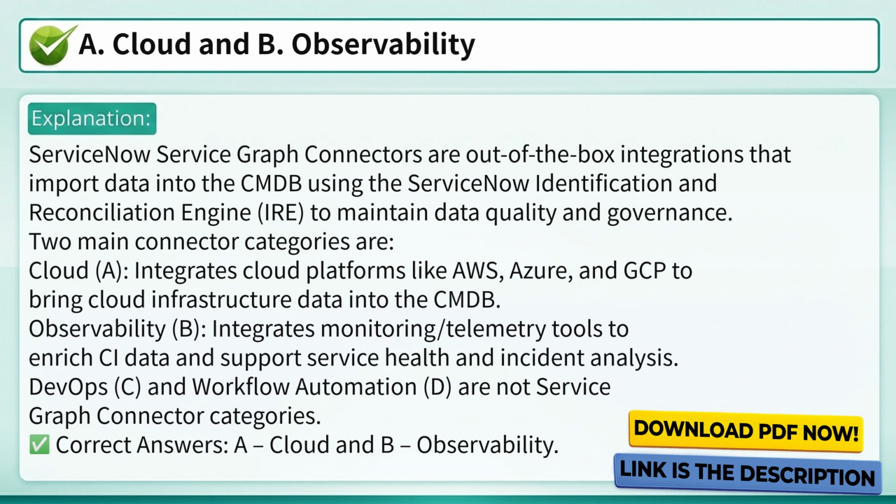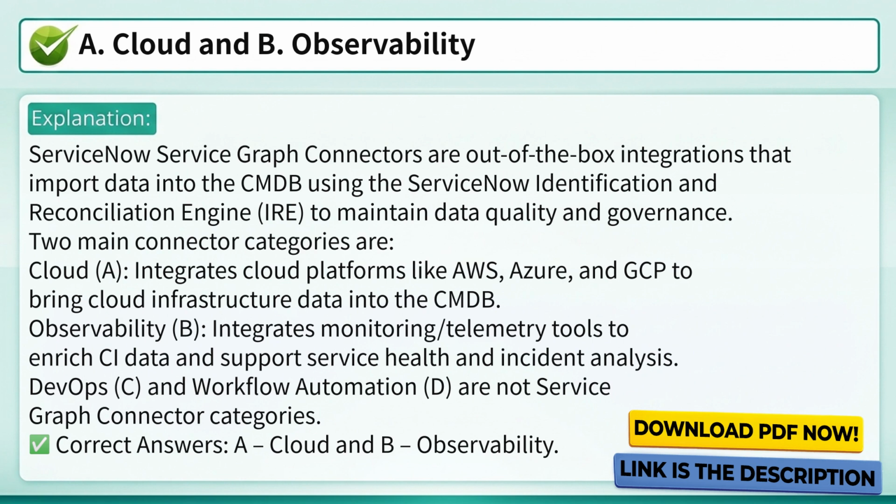Answer: A. Cloud, and B. Observability. Explanation: ServiceNow Service Graph Connectors are out-of-the-box integrations that import data into the CMDB using the ServiceNow Identification and Reconciliation Engine, IRE, to maintain data quality and governance. Two main connector categories are: Cloud, A, integrates cloud platforms like AWS, Azure, and GCP to bring cloud infrastructure data into the CMDB. Observability, B, integrates monitoring telemetry tools to enrich CI data and support service health and incident analysis.